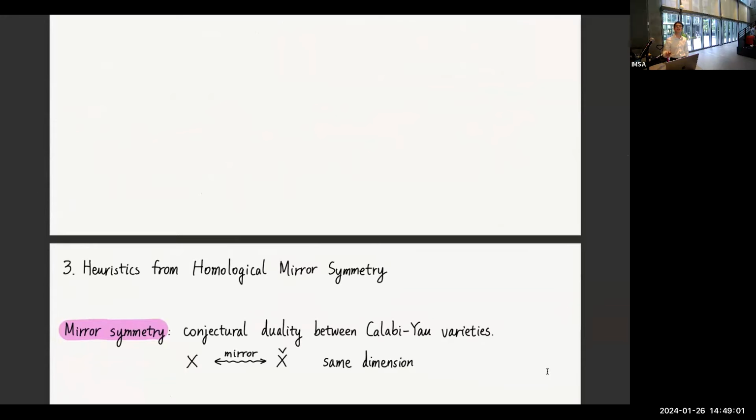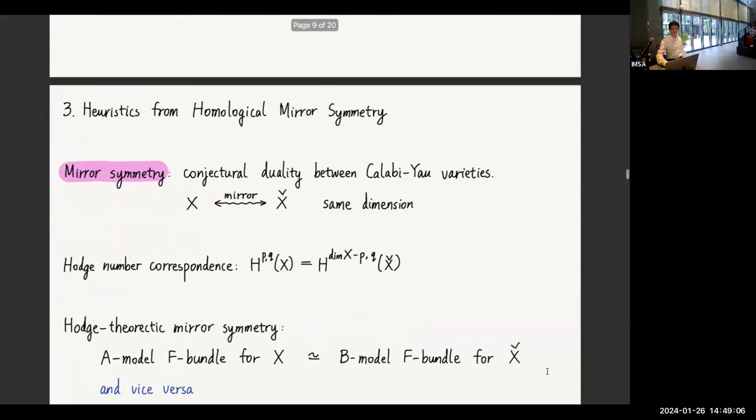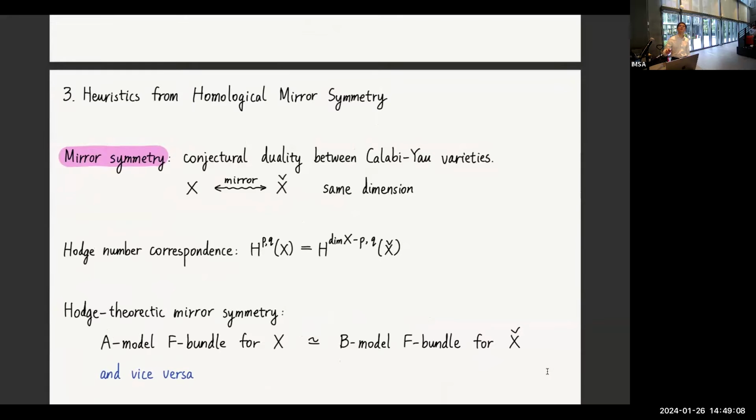So mirror symmetry is a conjectural duality between Calabi-Yau varieties. When we have a Calabi-Yau variety X, it's conjectured we have some mirror variety X check of the same dimension, and then we have a lot of relations between X and X check. So the simplest one is the Hodge number correspondence, h^{p,q} of X is equal to h^{dim X minus p, q} of X check. And then we have the Hodge theoretical mirror symmetry.